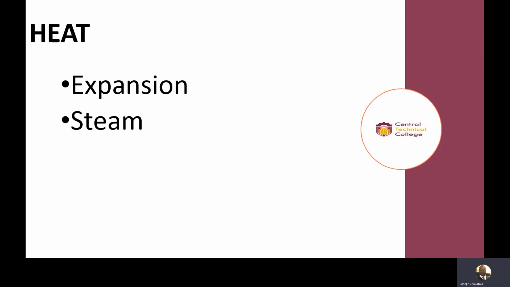And then the next module will be heat. We're going to look at expansion of solids. And expansion of solids, we're going to talk of the coefficient of linear expansion, coefficient of area expansion. We're also going to look at the conservation of energy, where energy is transferred from one body to another. Then the next section under heat will be steam. We're going to learn a lot about steam, its advantages, its disadvantages, and how it is applied in industry.